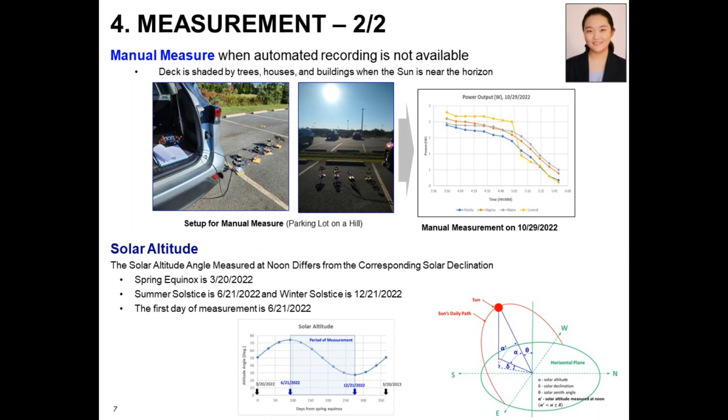The solar altitude is the height of the sun. Here you can see the graph of the solar altitude starting from the spring equinox, which is March 20th. The summer solstice is June 21st, and the winter solstice is December 21st. I measured data from the summer solstice to the winter solstice, so I mirrored the data to both sides to get the power output data for the whole year.